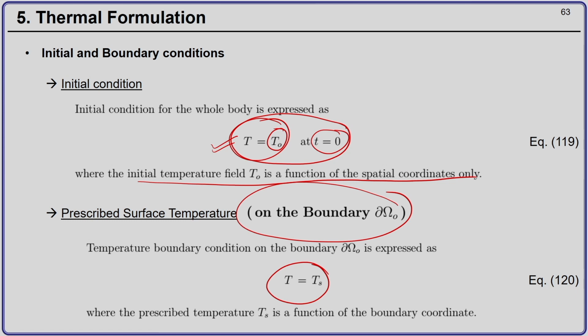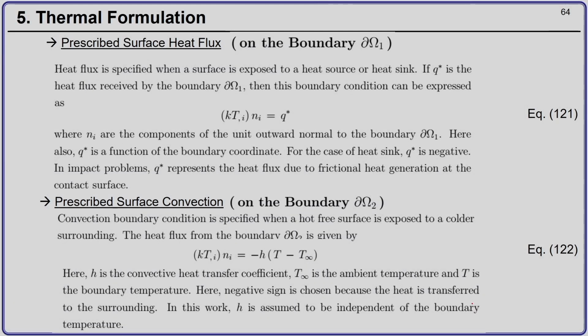So, a certain part of the boundary may have temperature which is fixed. Let that boundary be denoted by del omega 0, and at those boundaries temperature will always remain T s, where T s stands for the prescribed temperature and it is a function of the boundary coordinate.